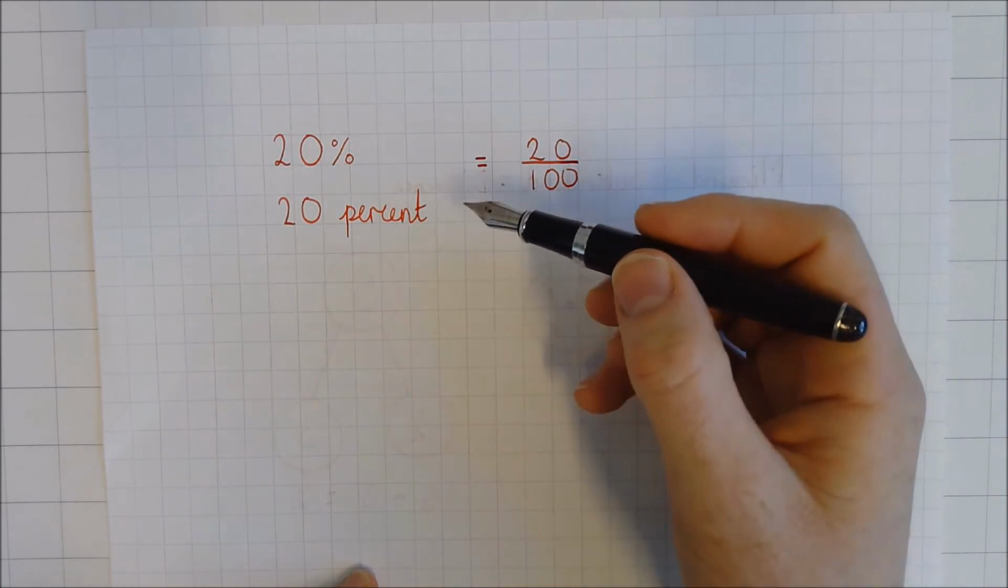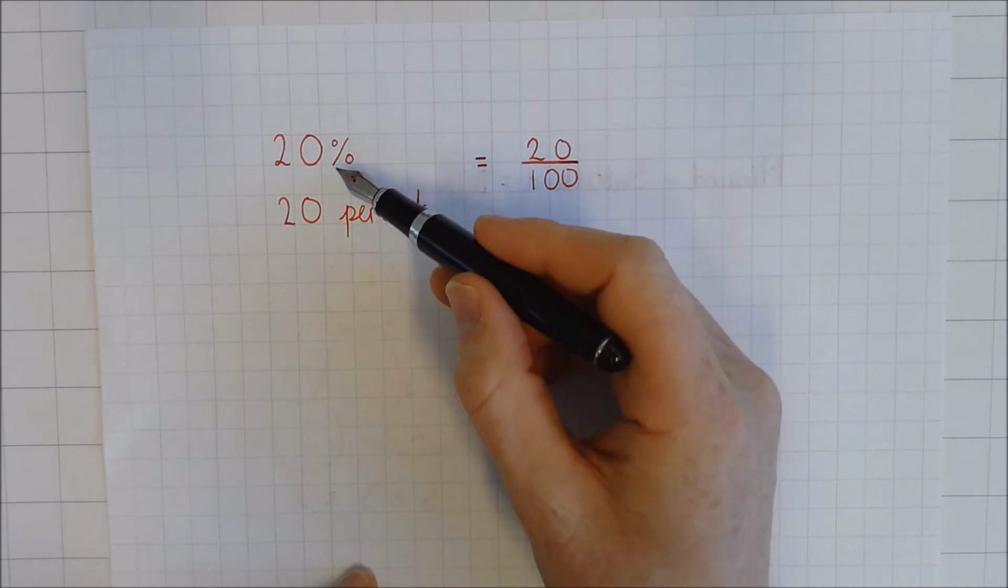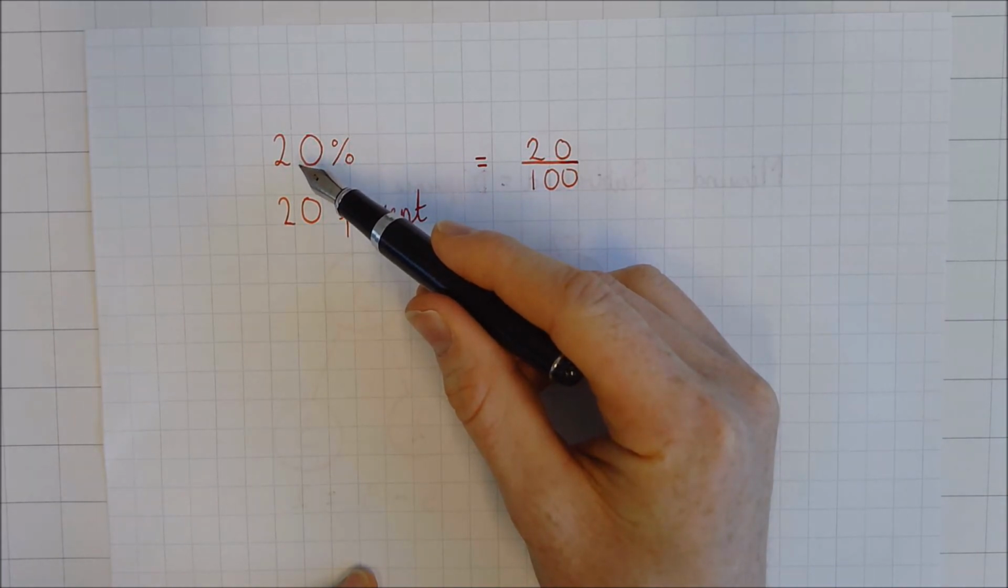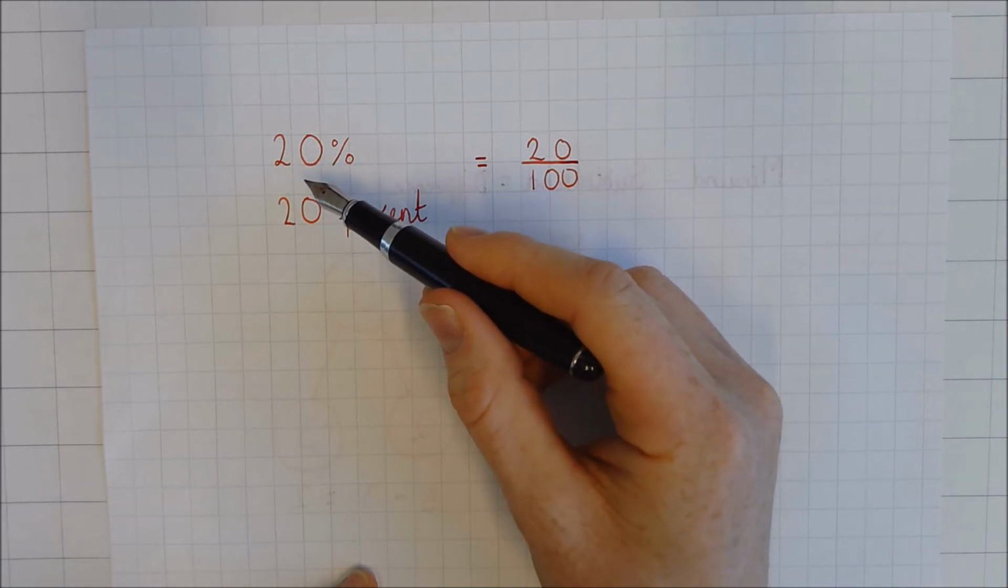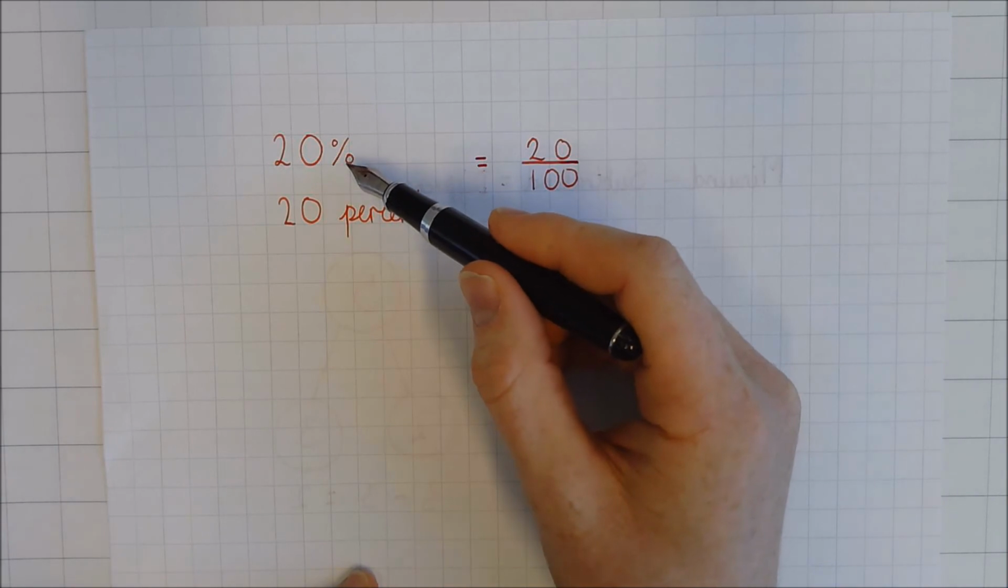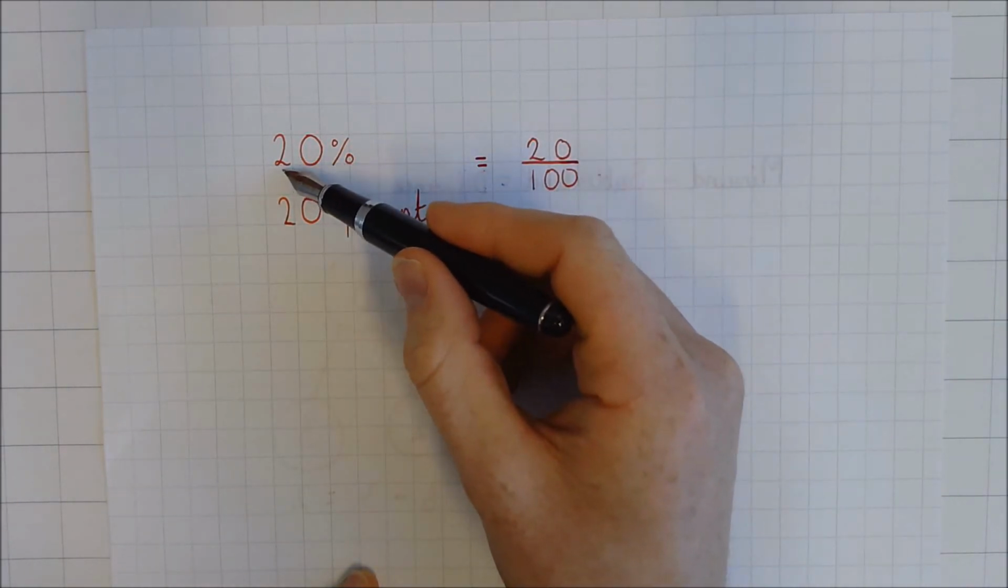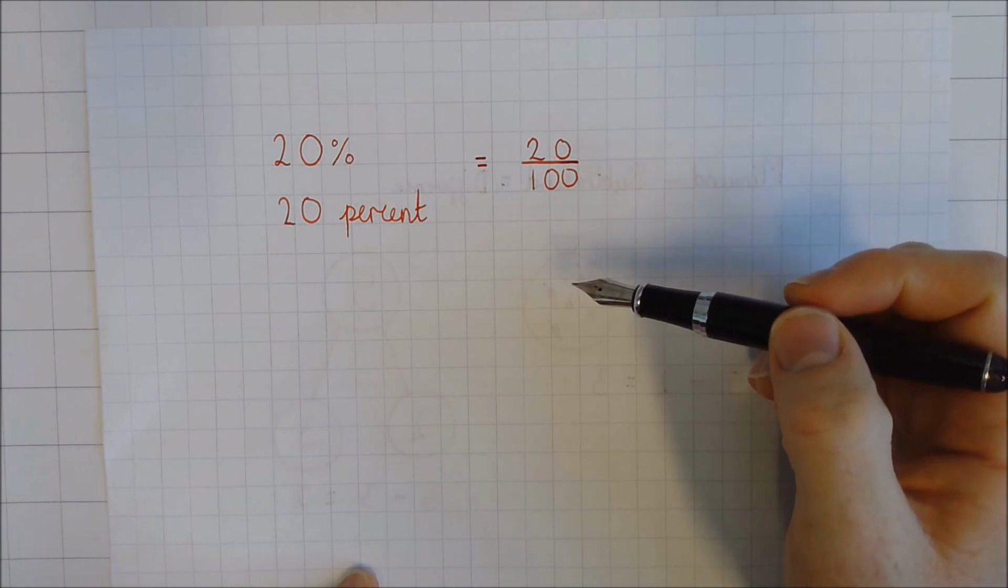So the best way to think of a percentage is to think of it as a fraction out of 100. So 20% means the numerator is 20 and the denominator is 100. When you see the symbol, the denominator is always 100. The number simply tells us the numerator.